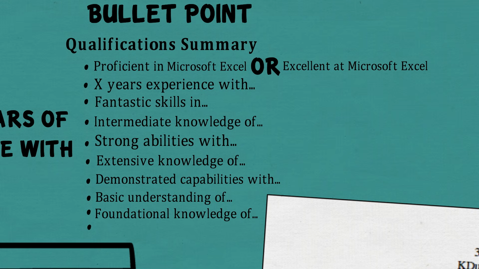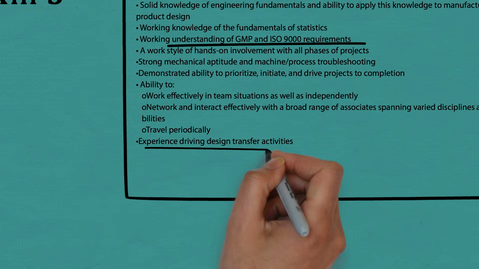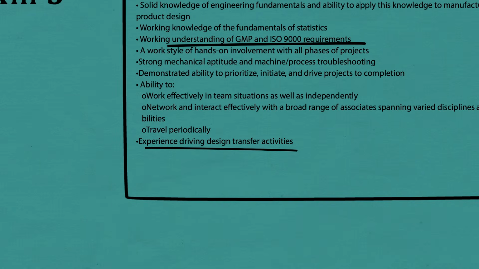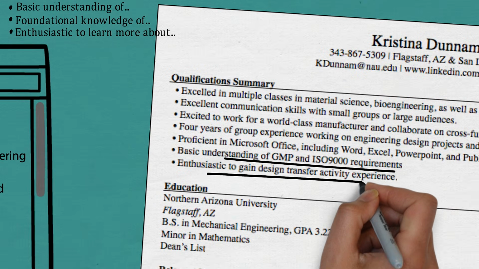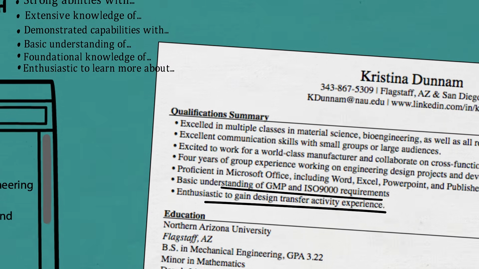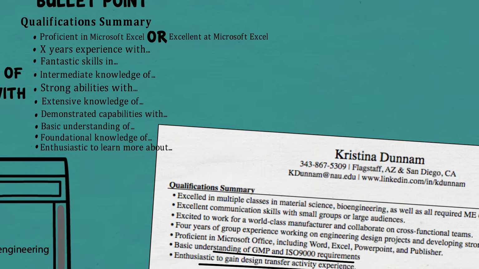Occasionally, in this section, you can even say enthusiastic to learn more about. This is for use when there's a skill the organization has identified as important and you haven't gotten a chance to practice it yet. This last technique could come in particularly handy if it's a computer that's scanning your resume before a human is able to.